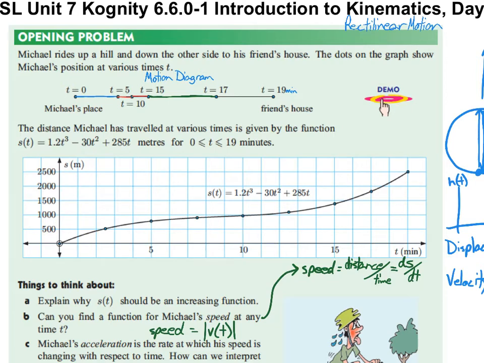Our average speed is just distance over time, right? Well, if we wanted instantaneous speed, at any given point, then we're talking about derivatives, okay? So we have ds dt, or we could call that s prime of t. And that is our velocity function, okay?